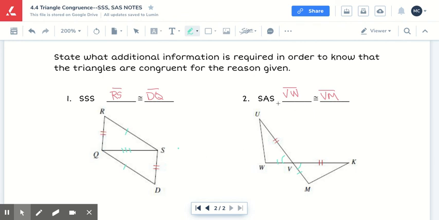For the second one, in order to use side angle side, we would also need to know that VW is congruent to VM. And they don't have to tell us that these two angles are congruent because they are vertical angles, and we know that vertical angles are congruent.